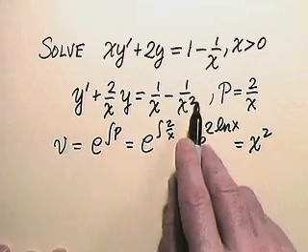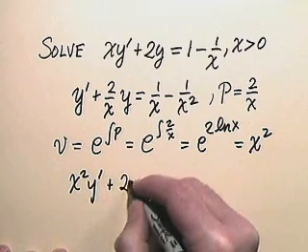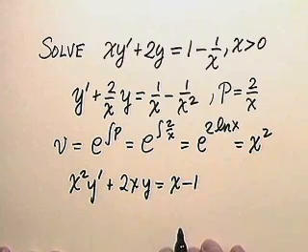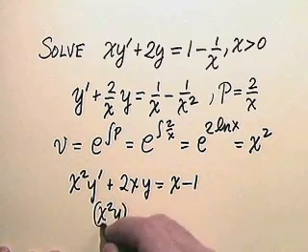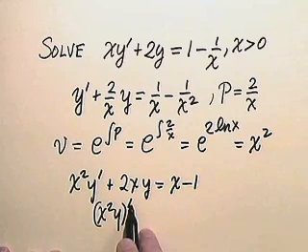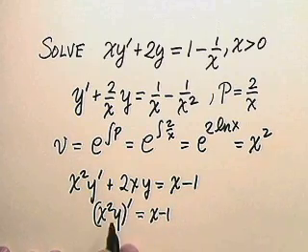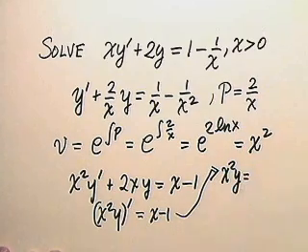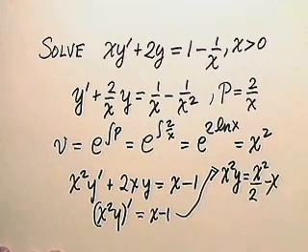So now we multiply through by x squared, and we get the equation x squared y prime plus 2xy equals x minus 1. Notice the left side is simply the derivative of x squared y. So we have x squared y quantity prime equals x minus 1. And that tells us that x squared y itself is simply the antiderivative of x minus 1, which is, of course, x squared over 2 minus x plus a constant of integration.